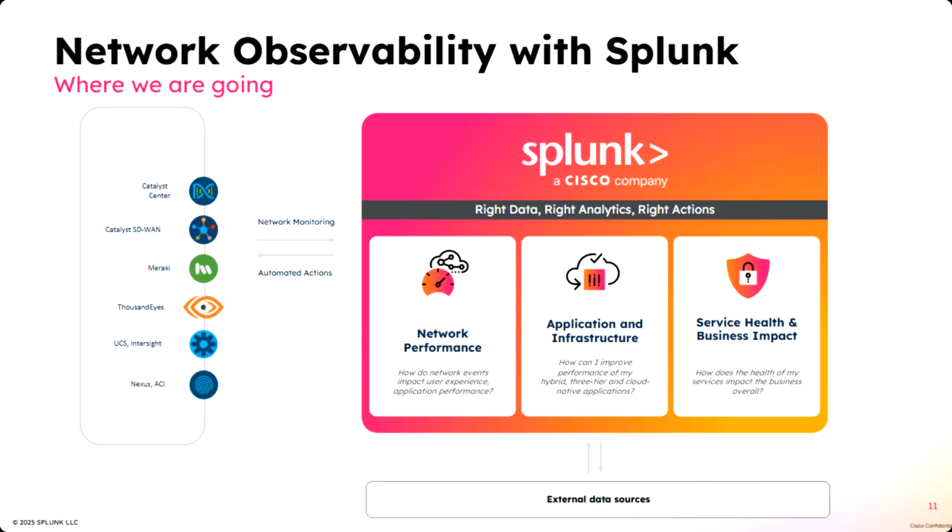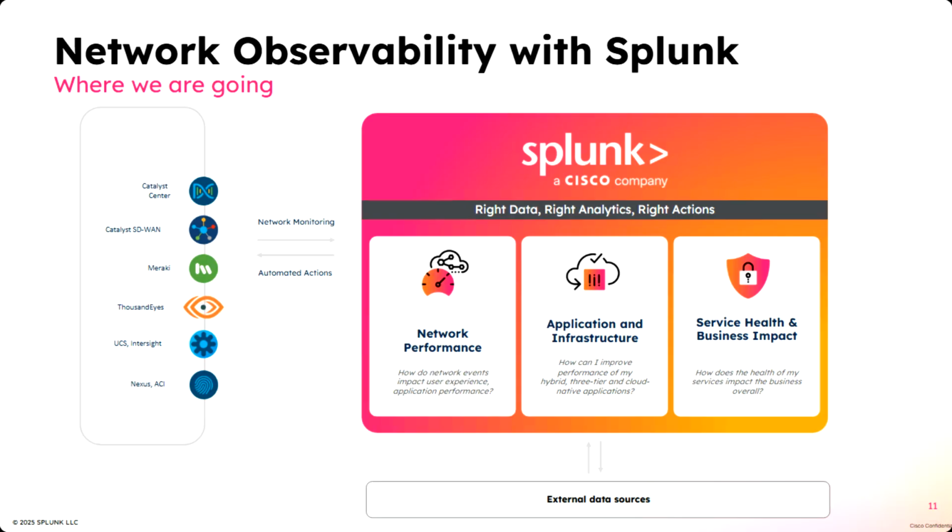So now, think of how we orient. What we just saw was the portfolio. Now, how does that portfolio get oriented to network observability as a use case or workspace with Splunk? Splunk became part of Cisco a little over 2 years ago. What we have done so far is bring in network telemetry from Cisco's core networking technologies. On the left side, we are covering Cisco's enterprise and data center networks. Catalyst Center, SD-WAN, Meraki, and ThousandEyes largely cover the enterprise networks, and UCS Insight and Nexus Dashboard cover the data center networks.